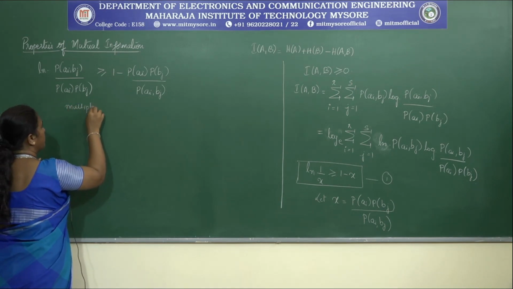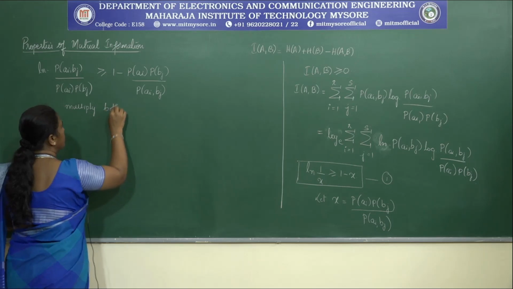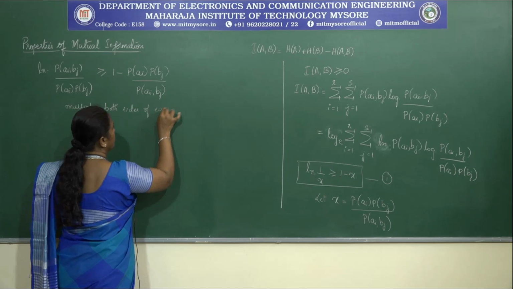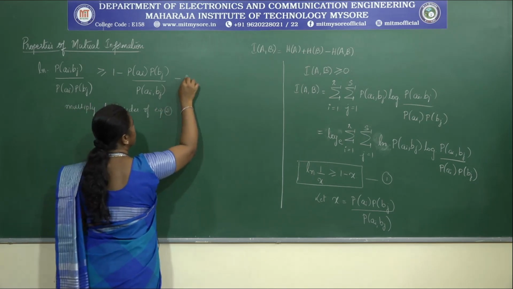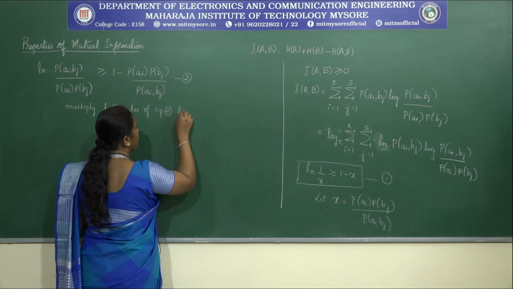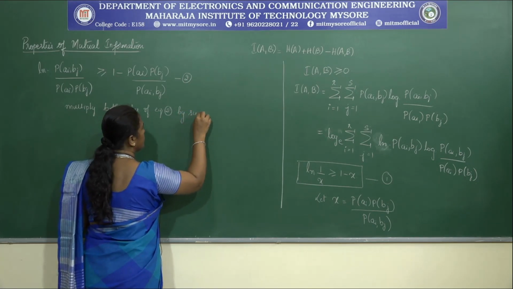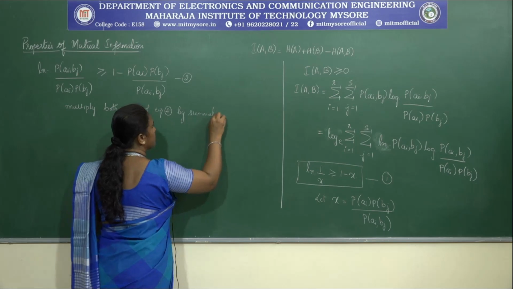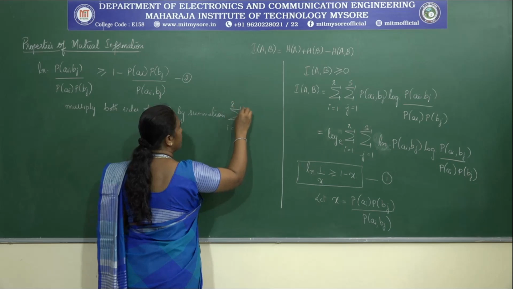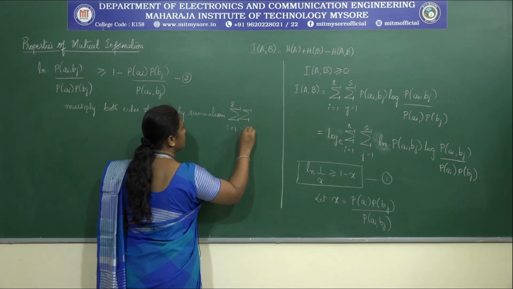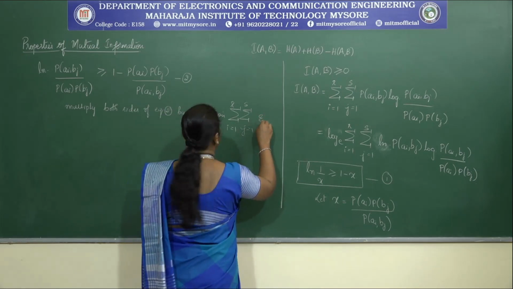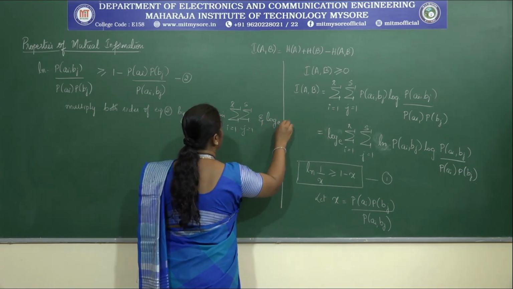Now in this equation, let us represent this by equation 2. Multiply both sides of equation 2 by summation, i is equal to 1 to r, j is equal to 1 to s, and log to base e.